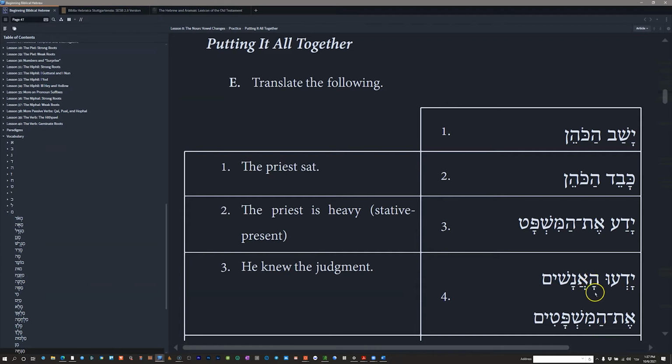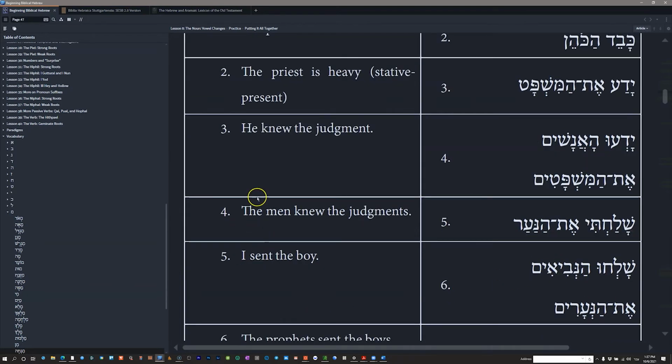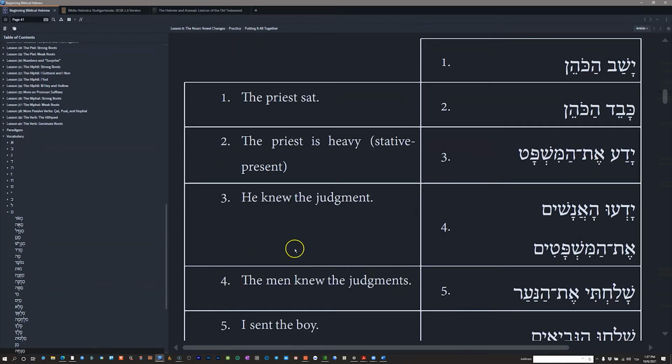So English, what do you want first? I want your subject. We decided that was ha-anashim, the people. All right, what do you want after the people or the men? I want your verb. Okay, we come back here, verb. Ya-du. That means knew, so I bring knew over. What do you want after the verb? I want the direct object, the judgments. Boom. Now that we've rebuilt that sentence into English, now we can put the period on it.